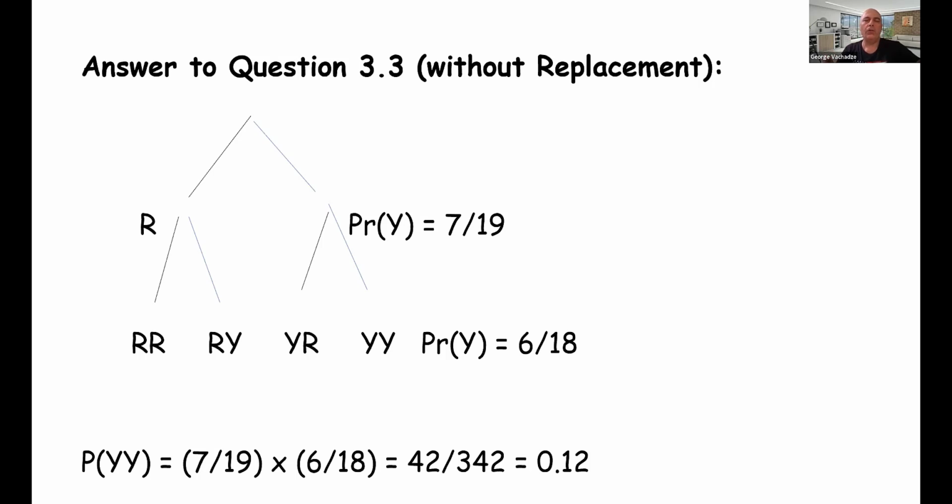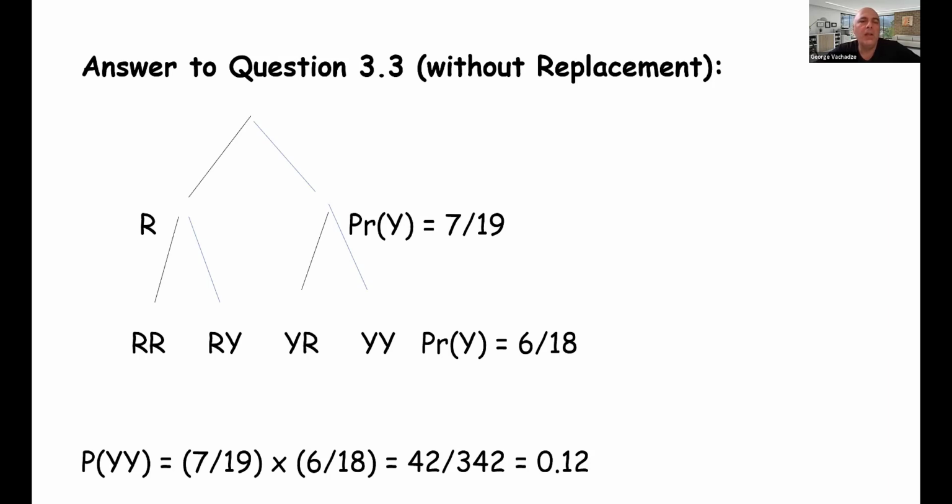The probability of taking a yellow ball on the first stage is 7/19. The probability of taking a yellow ball in the second stage is 6/18, because if we don't replace the ball, there would be 18 balls left, among which 6 would be yellow. So to find both balls being yellow, we multiply 7/19 times 6/18, and that gives us 12%.